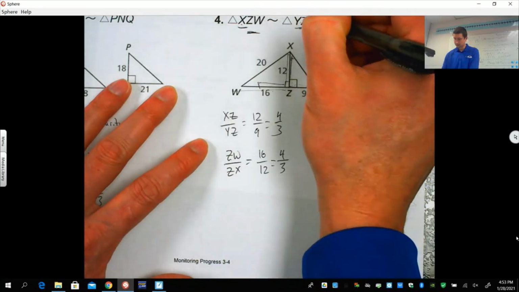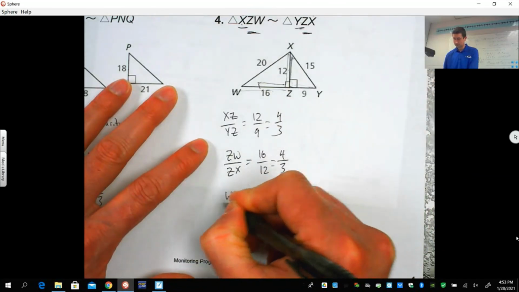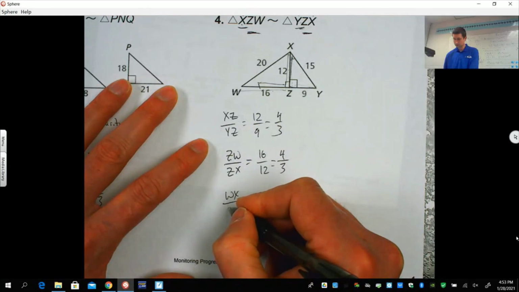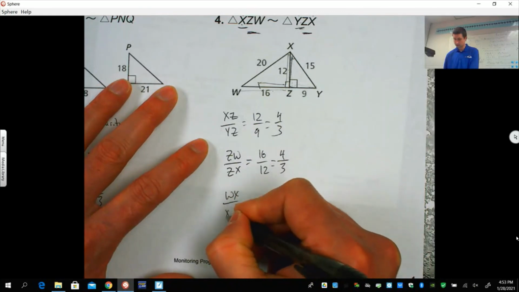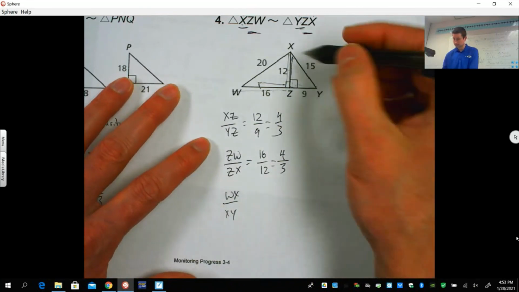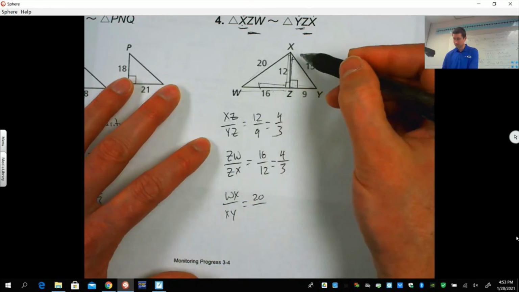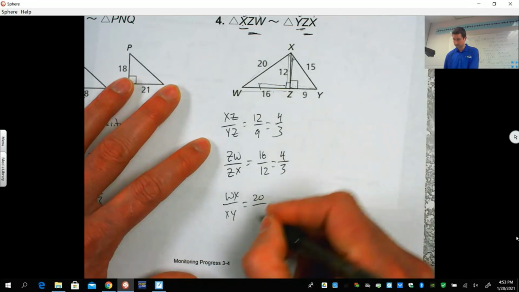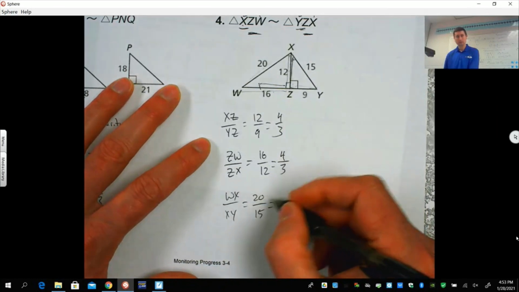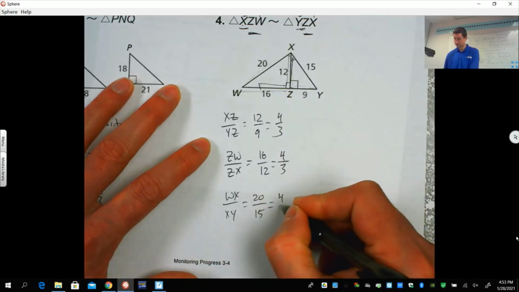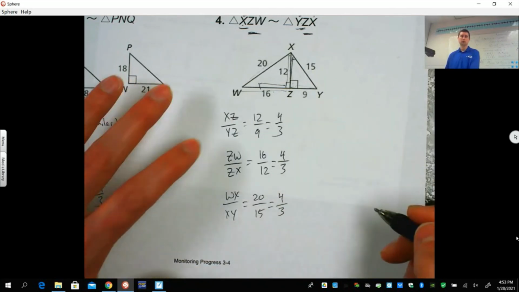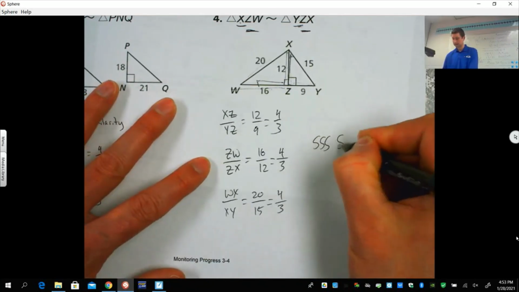WX over XY. So WX equals 20 over XY, which is 15. You can divide those by 5. 20 divided by 5 is 4. 15 divided by 5 is 3. So again, 4/3. We've shown it by the side, side, side similarity there.